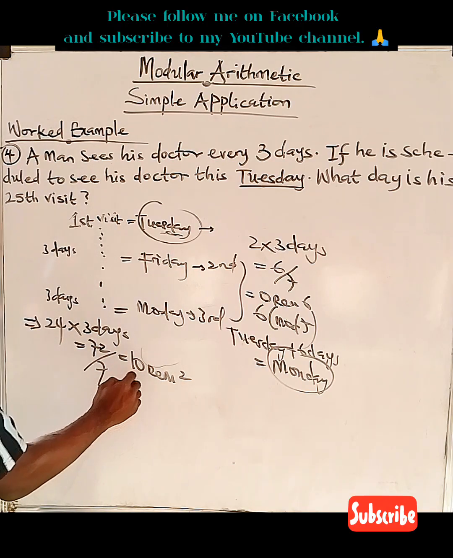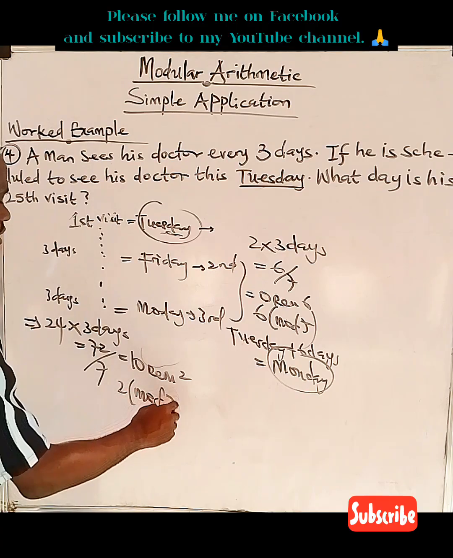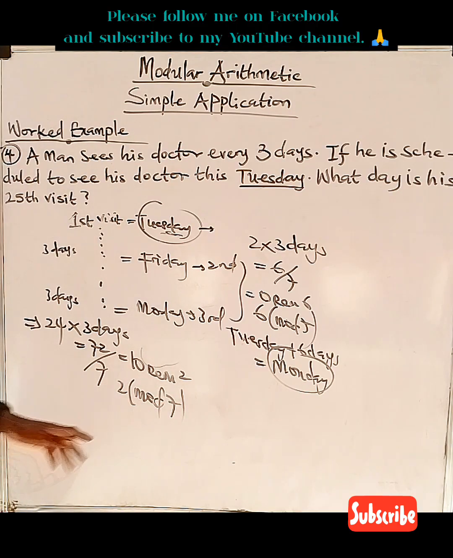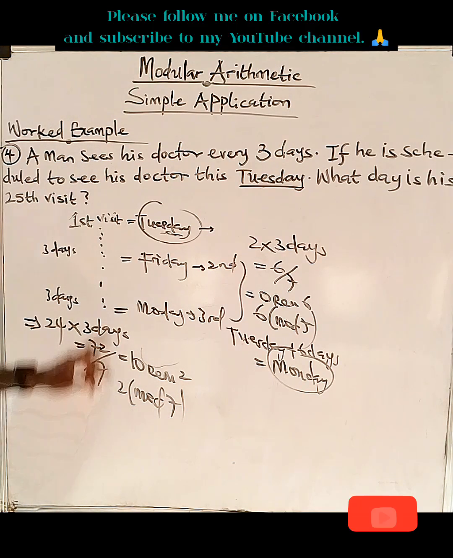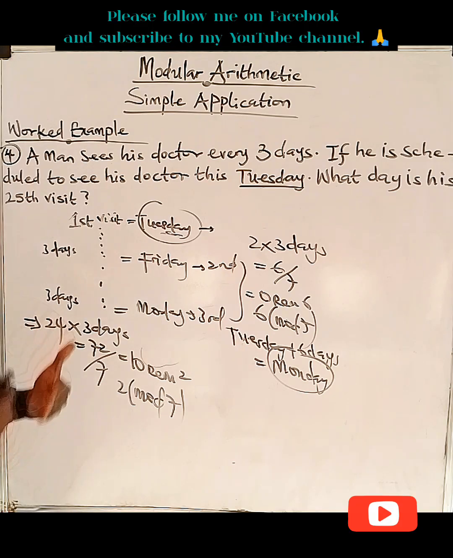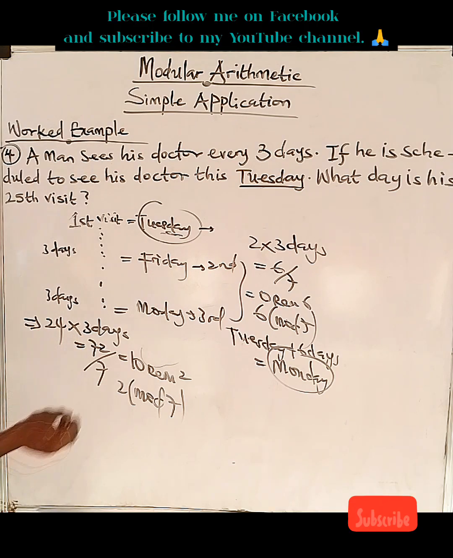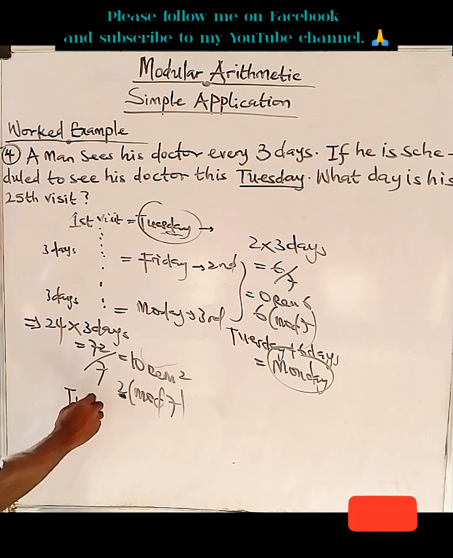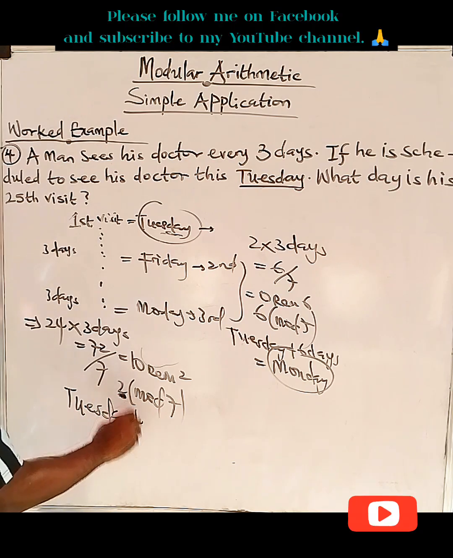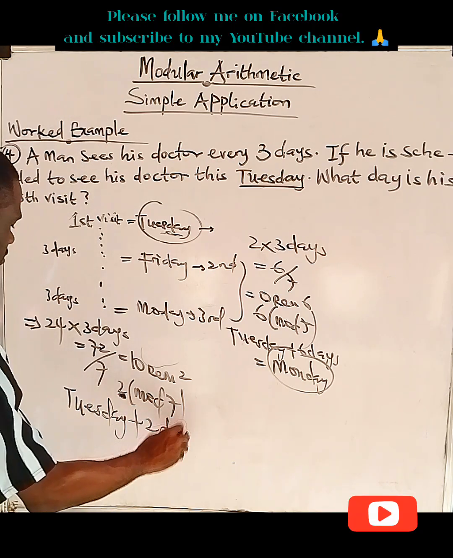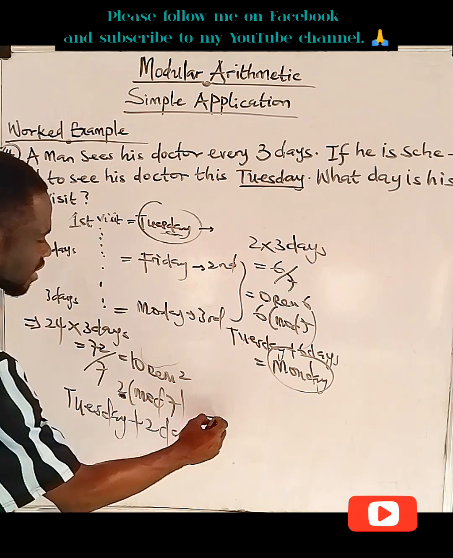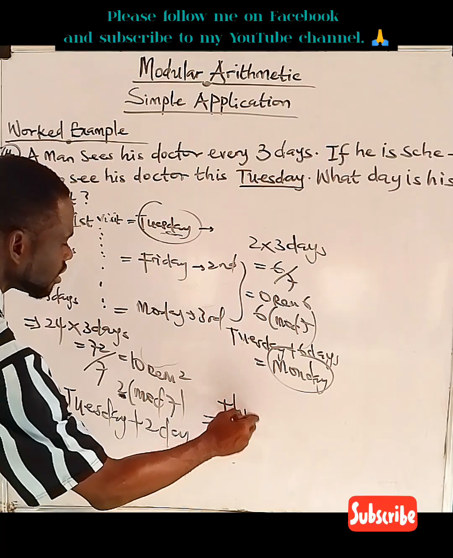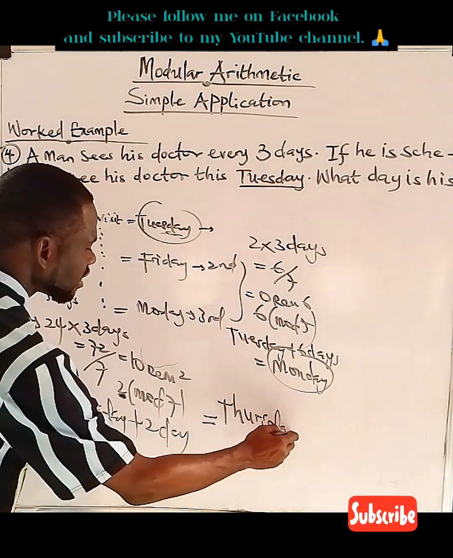So what do we have? 2 modulo 7. What does it mean? It means after every cycle of visits, we end up having just 2 days left. So Tuesday plus 2 days: Tuesday, Wednesday, Thursday. So the 25th visit will be on a Thursday.